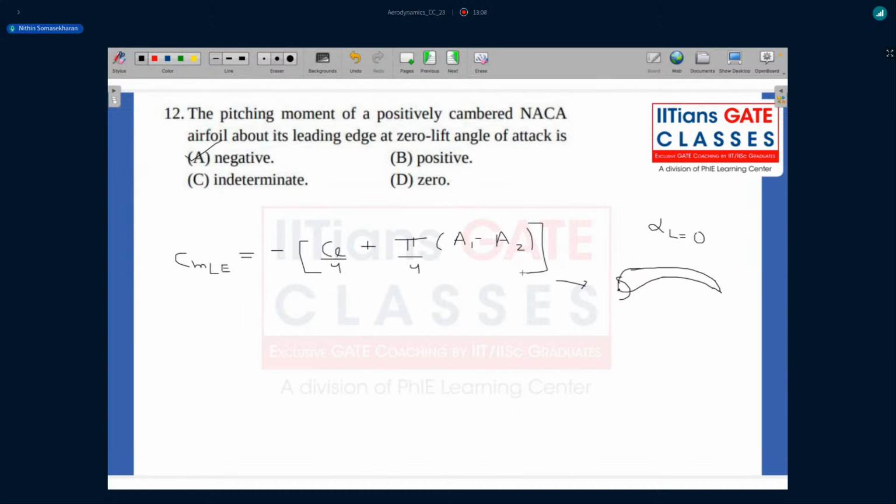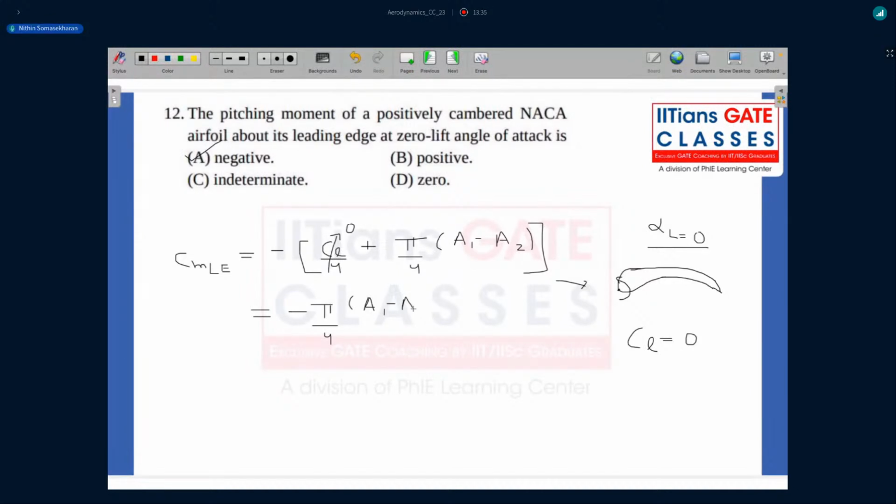So we know that it's operating at alpha L equals 0. So the Cl value is 0 for it, right? The Cl is 0. So that basically cancels this guy out. And what we have left is negative of pi by 4 into A1 minus A2.